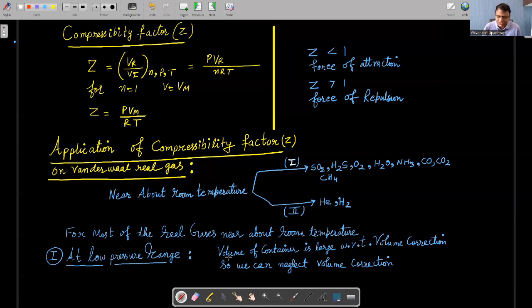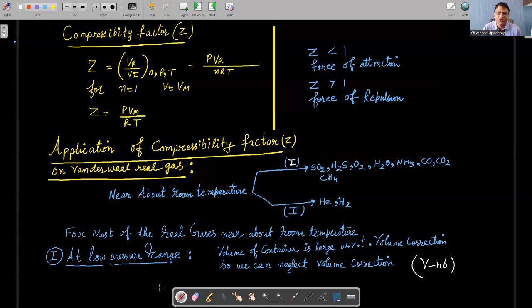So when we are putting the gas in a large container, now we know that there is a volume correction, that is V minus nb. The volume of the container is large with respect to the volume correction, so we can neglect the volume correction. These things are experimental; it's not theoretical that V minus nb. When we do the experiment near about room temperature, when we have to develop the low pressure, now most of the students should have that feeling: what is a low pressure for a real gas?